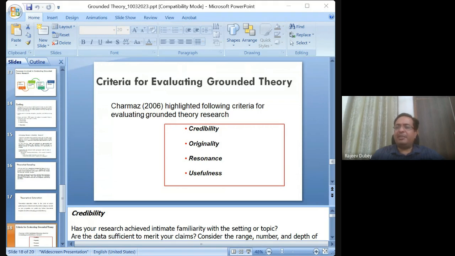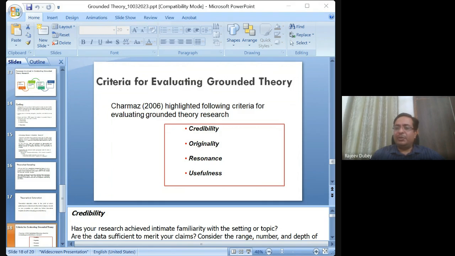Have you made systematic comparisons between observations and between categories? Do the categories cover a wide range of empirical observation? Are there strong logical links between the gathered data and your argument and analysis? Has your research provided enough evidence for your claim to allow the reader to form an independent assessment?